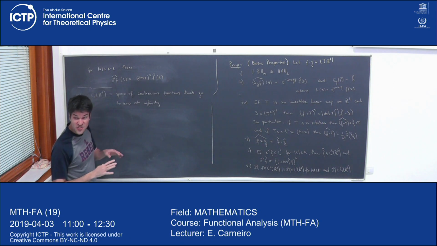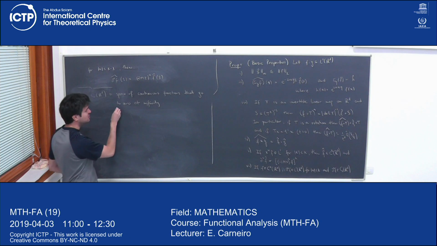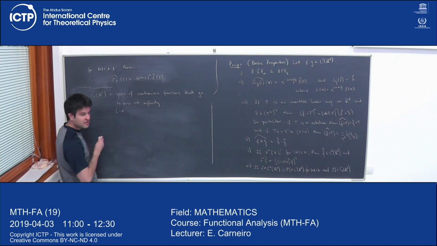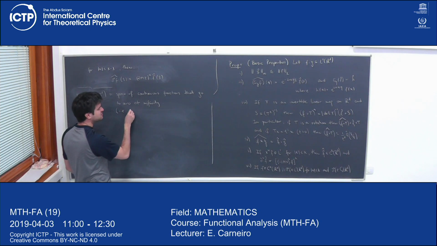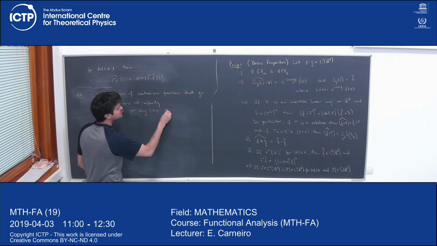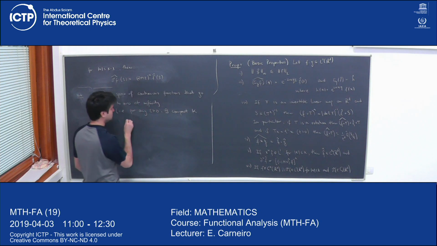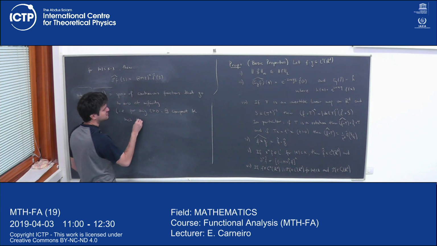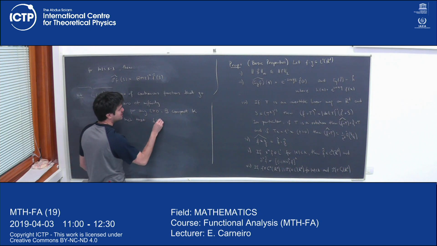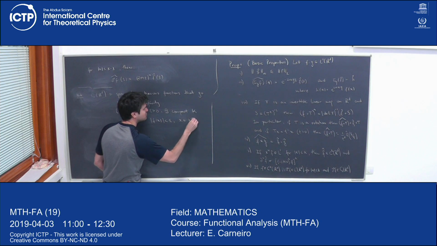It doesn't mean that they are 0. It doesn't mean that they have compact support. Right? That is, for any epsilon bigger than 0, there exists a compact K such that |f(x)| is less than epsilon if x is outside of K.